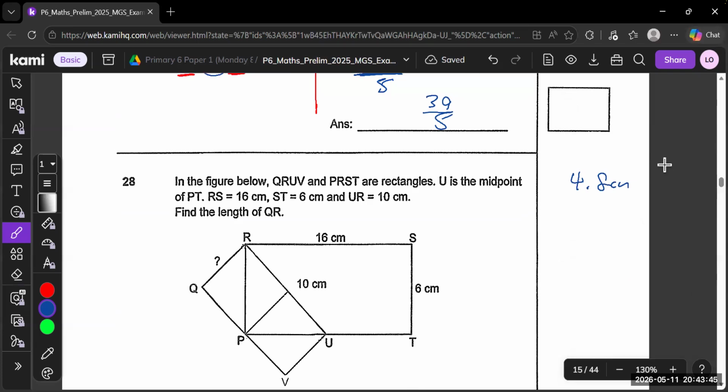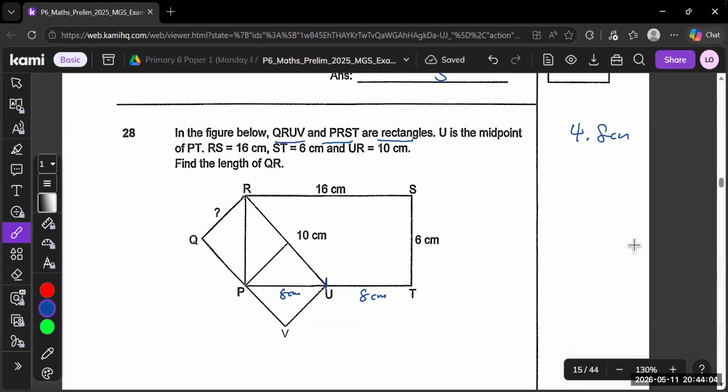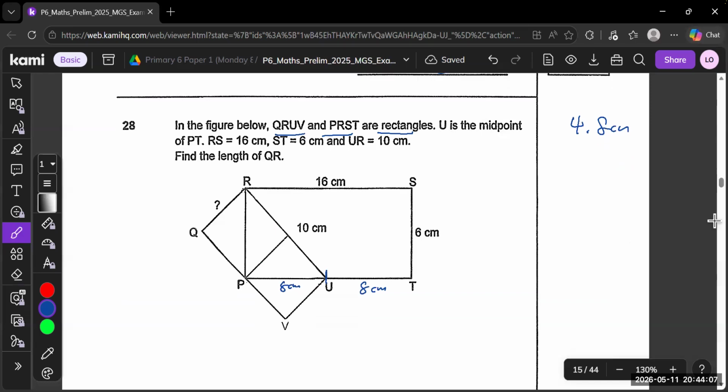So now in the figure below, you have two rectangles. U is the middle. So what should you be doing? Go and do what you can do. Put numbers there. Okay, don't know how to do, at least do the simple steps. And then RS equals 16, ST 6 cm, UR equals 10 cm, find the length of QR. Okay, and then you look, and you get stuck. Have you put numbers everywhere? You can put 6 cm also. Some of you got stuck because you don't know how to get the length, how to get the question mark.